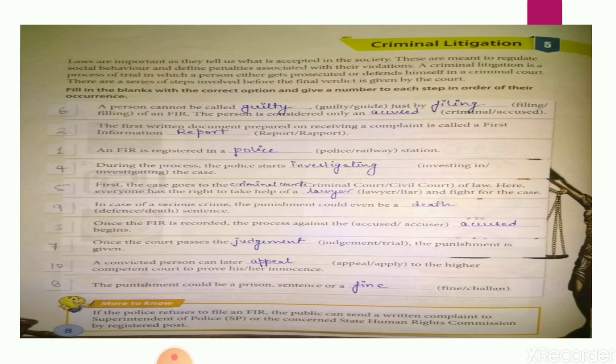During the process, the police start, first option is investing in, and next one is investigating the case. So obviously it will be investigating. During the process, the police start investigating the case. Then the case goes to the, two options are there, criminal court, civil court. So obviously it will be criminal court of law. Here everyone has the right to take help of a lawyer, and the second option is liar, to fight for the case. So obviously lawyer. So the case goes to the criminal court of law. Here everyone has the right to take help of a lawyer.